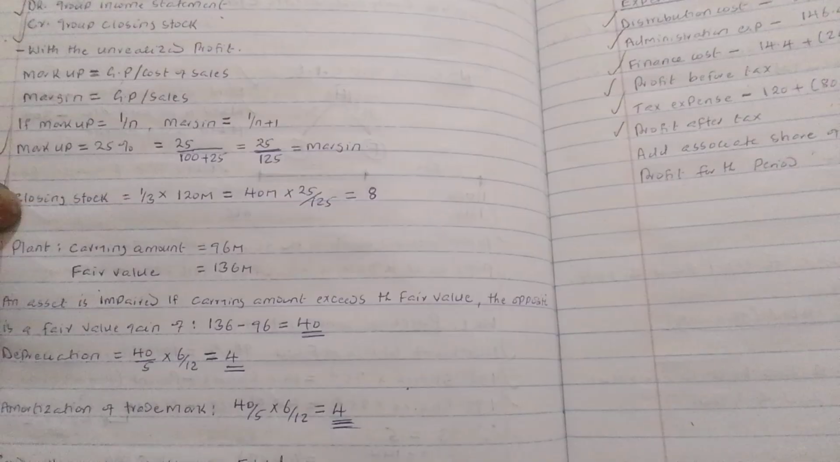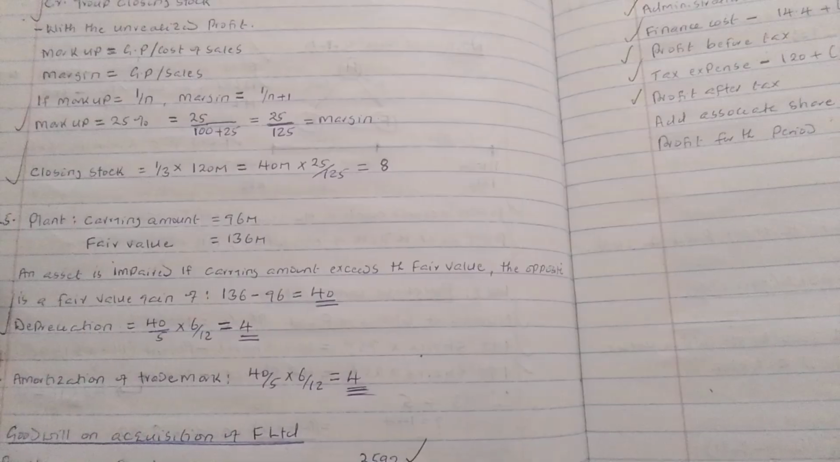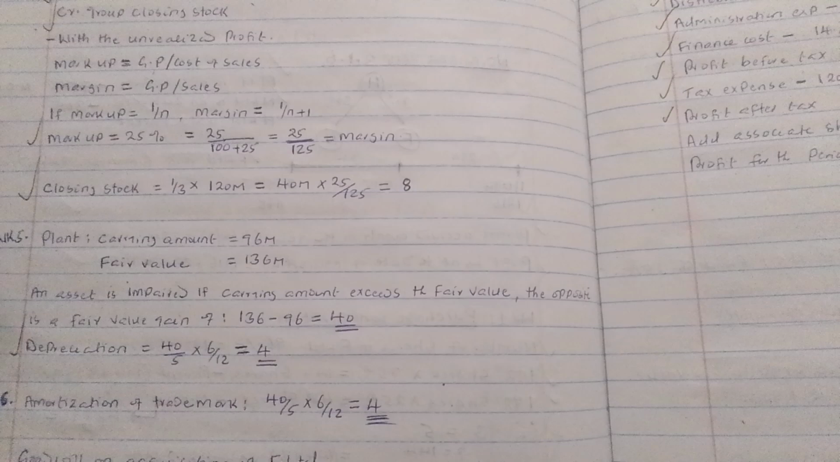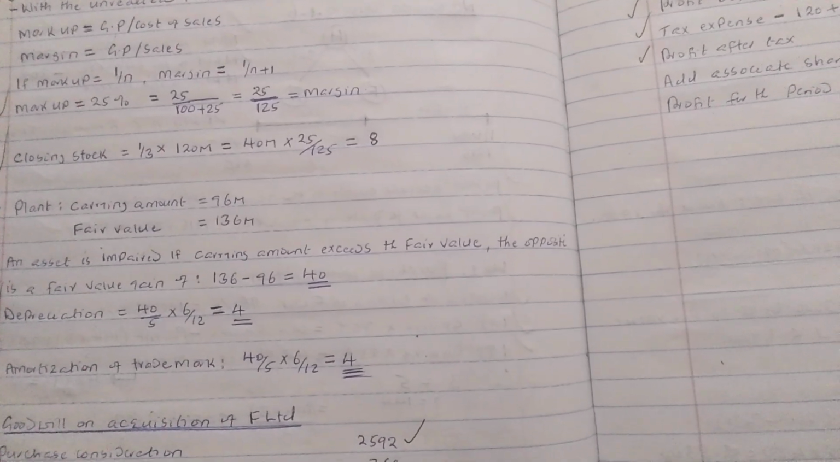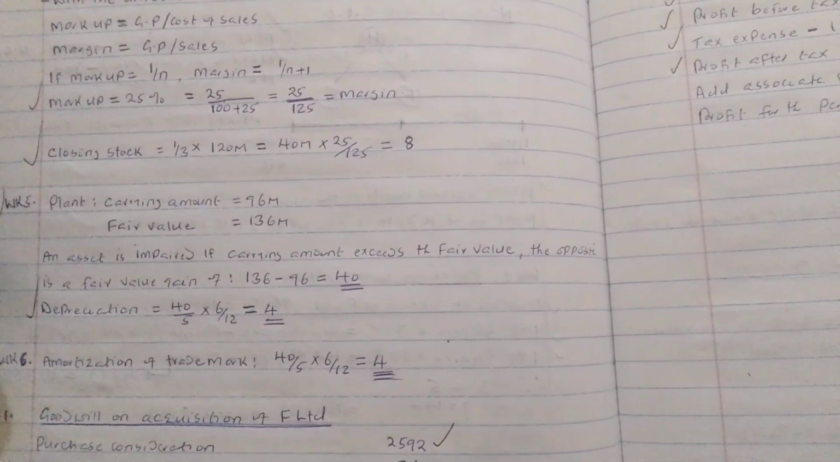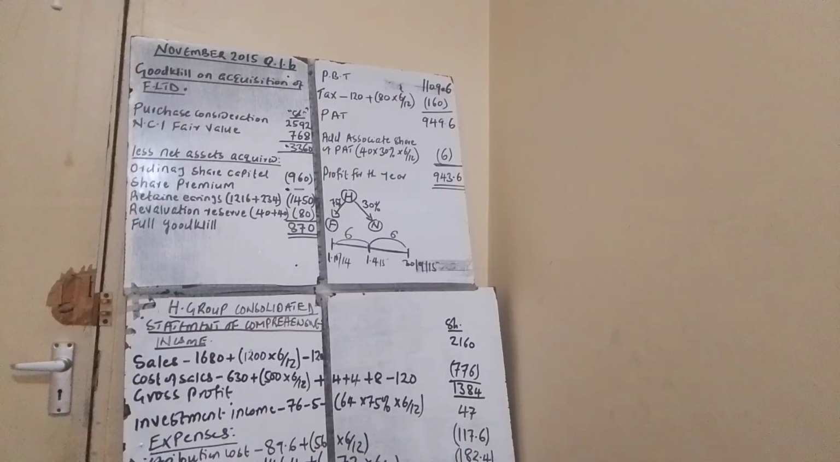We got 40, and then what is the unrealized profit? 40 million times 25 over 125. We are told that these goods have been marked up at 25%. Because this is a markup, then to get the unrealized profit, you take 25 over 100 plus 25, which means 25 over 125 times that portion of the closing stock. Okay, so I'll be using 8 as the unrealized profit. So that is additional information number 2.